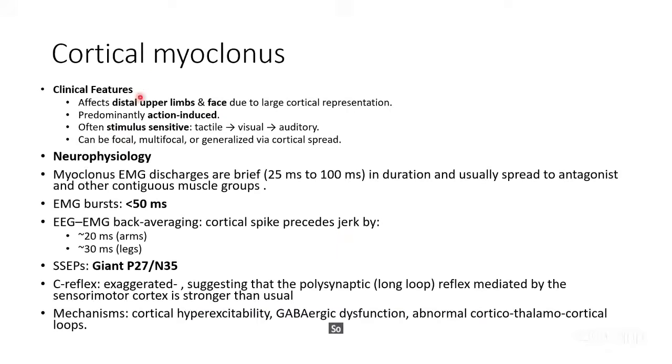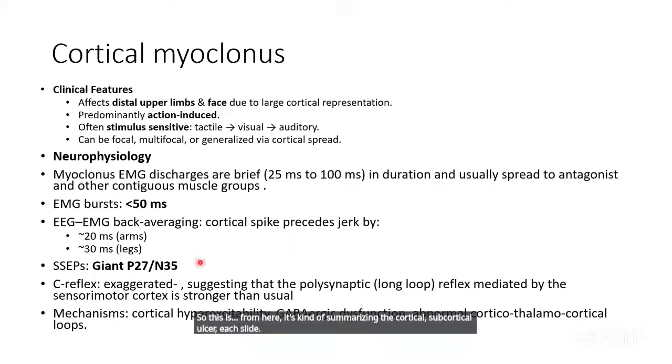For the cortical myoclonus, the clinical features usually will be distal. This is summarizing the cortical, subcortical also. Each slide, I'll just summarize it. For the cortical, it's mainly distal upper limbs and the face due to the large cortical representation. It's action-induced, stimulus-sensitive, tactile more commonly, visual, auditory. It can be focal, multifocal, generalized via cortical spread.